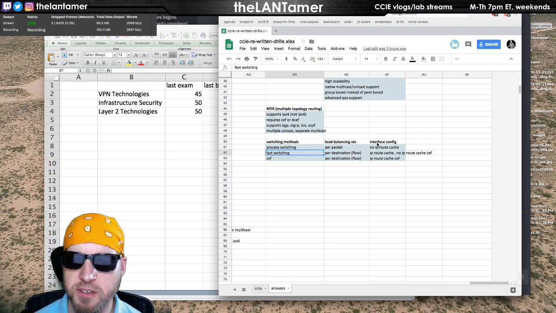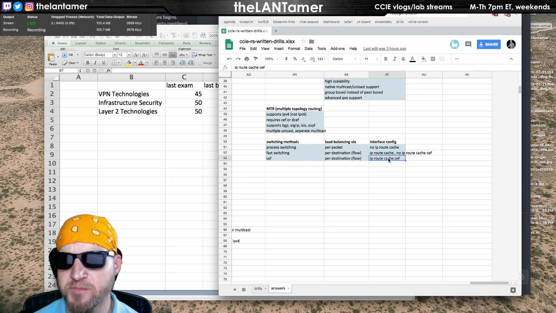So the key to focus on here, I think, is the commands, and I believe when you do a show IP route, it will actually show you which of these methods is in use. So that's important to know.